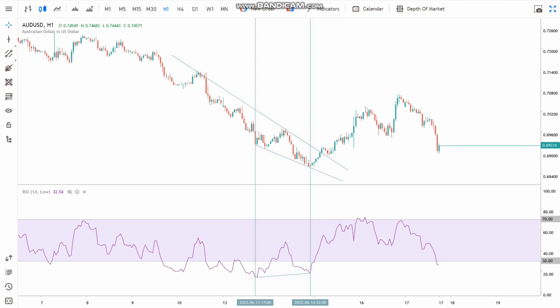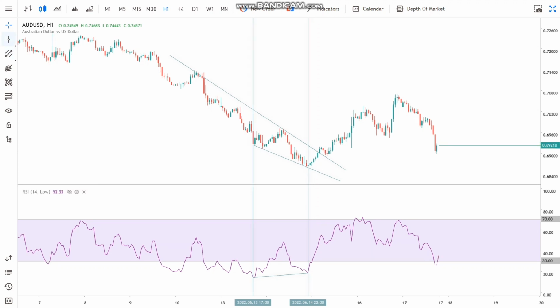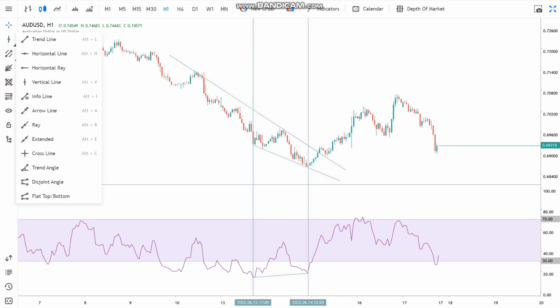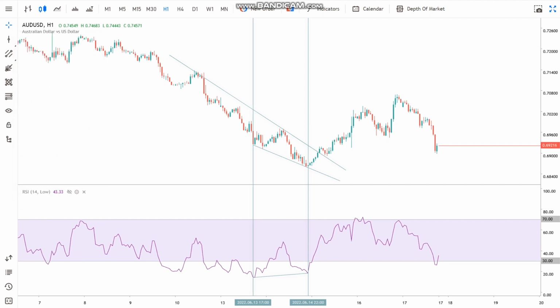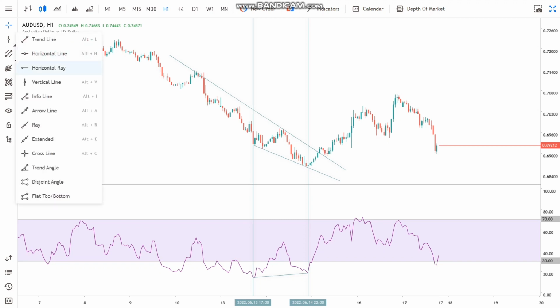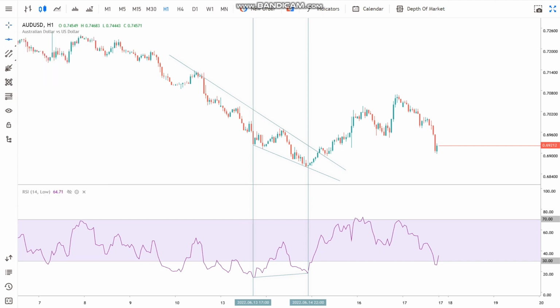Sometimes this divergence can be hidden divergence or regular divergence, and it can give you long-term reversals or just short-term reversals. As you can see now, this is a short-term reversal because the market broke out, came up to a level up there, and then reversed. Let me draw out this level. Now the market came back to this level down here.